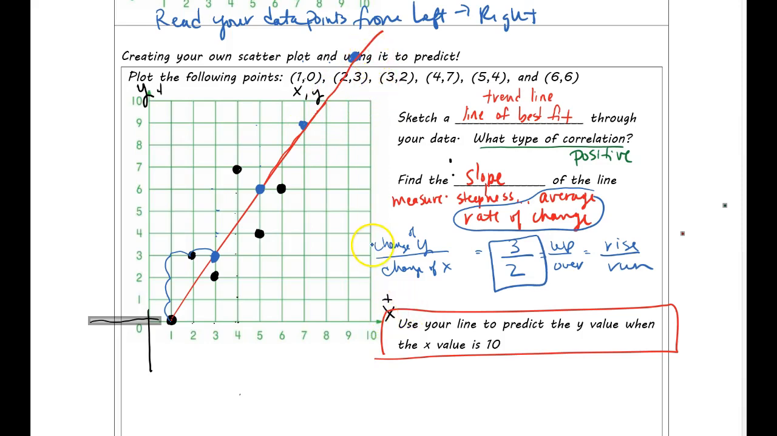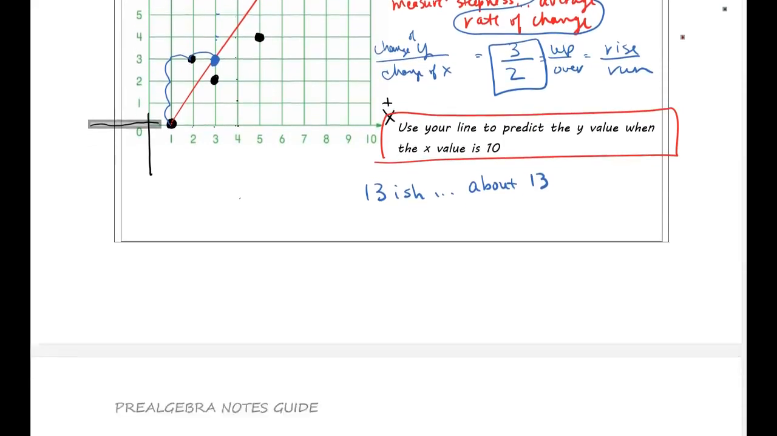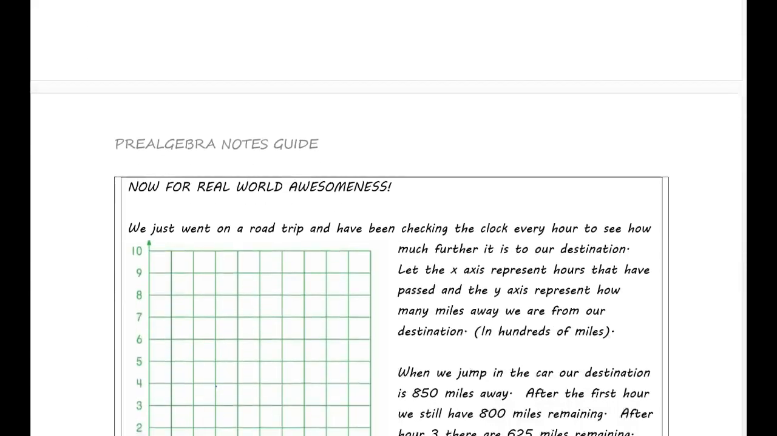So when I go over 10 and I go up, it looks like I would have to go up about 11, maybe 13. I'm going to put 13-ish because we can't really see it, but we're just making a prediction, so it's 13-ish. If your teacher doesn't like that kind of poor English, then maybe you could write about 13. Close to 13, something like that. Okay, so now that we've done this, we get to do a real-world example.